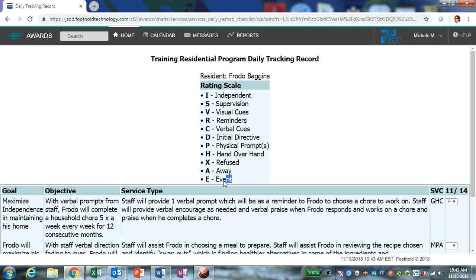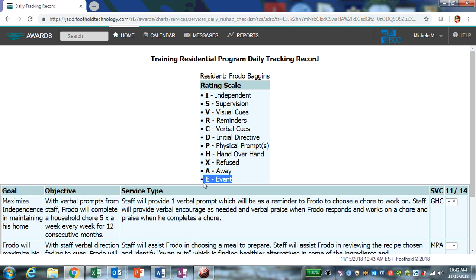Event is never to be used for residential program. Event is there for day programming. Okay, there's just one rating scale list for all programs. So please do not use event for residential programming. This is for when the Way Center has an event that takes the entire day. That is what that's there for. It is not for residential programs. So I should not be seeing event as a rating scale used in any residential program.